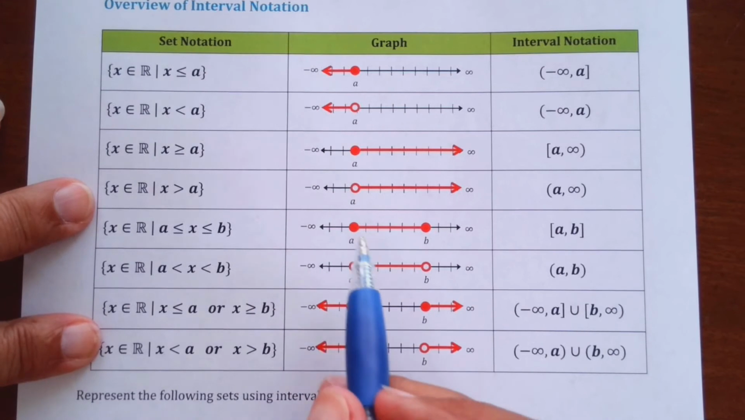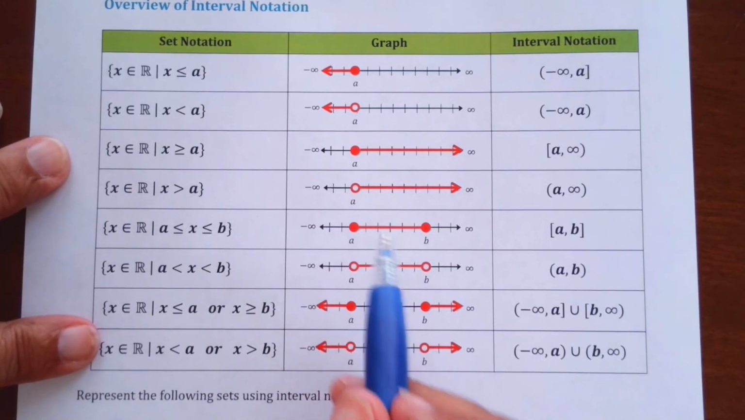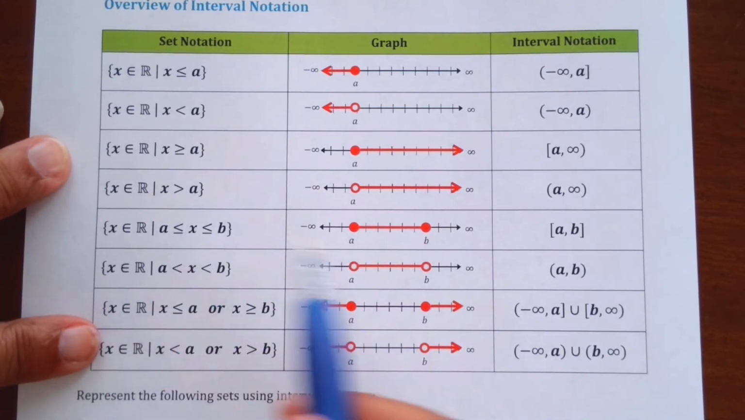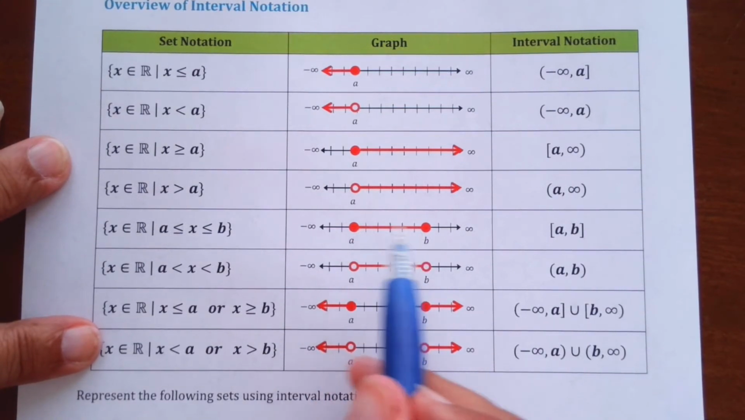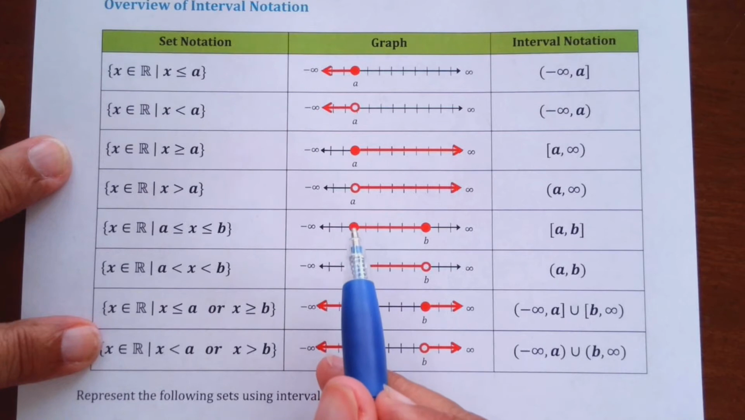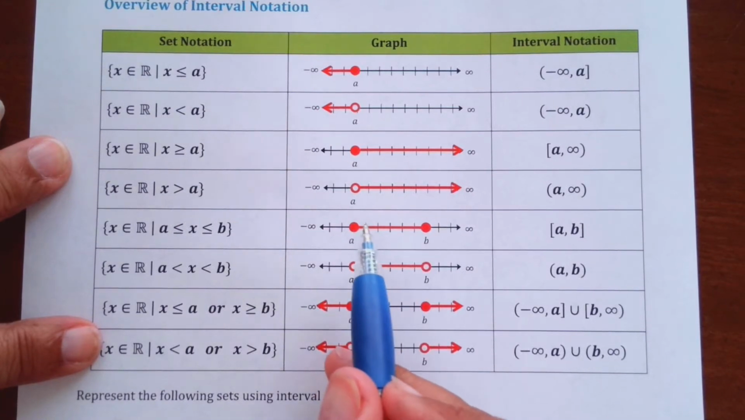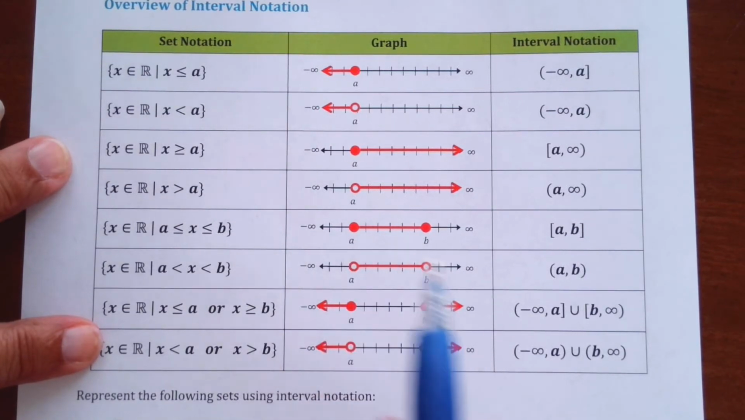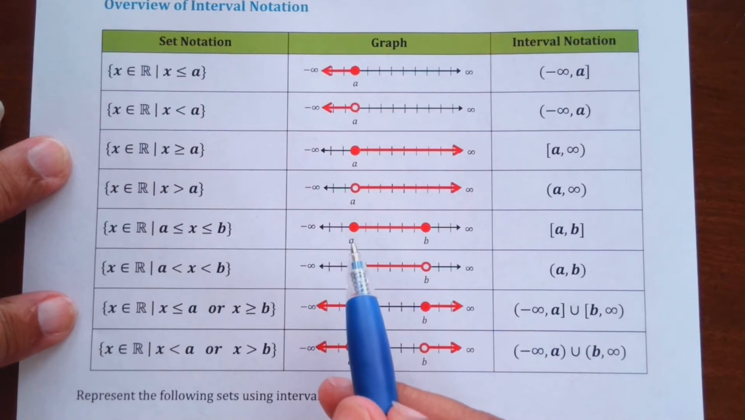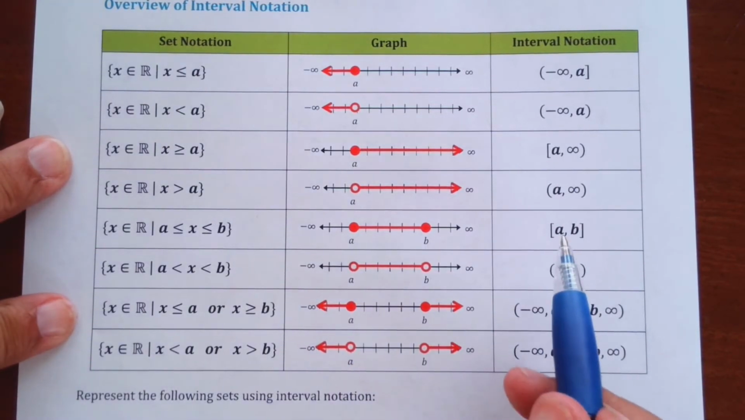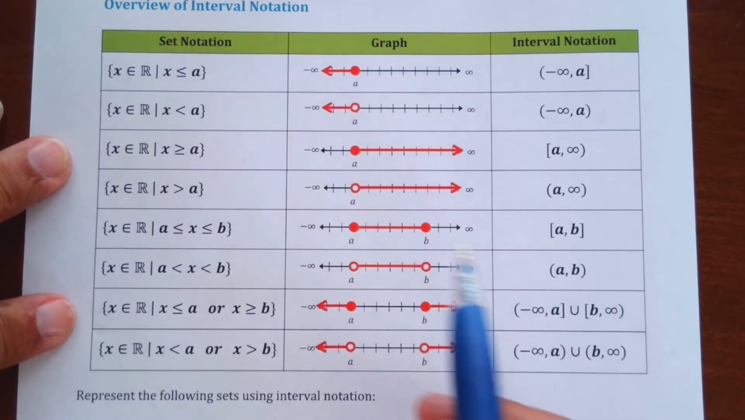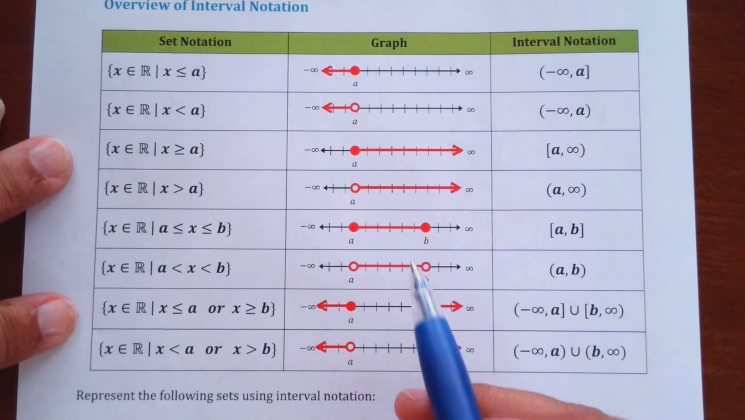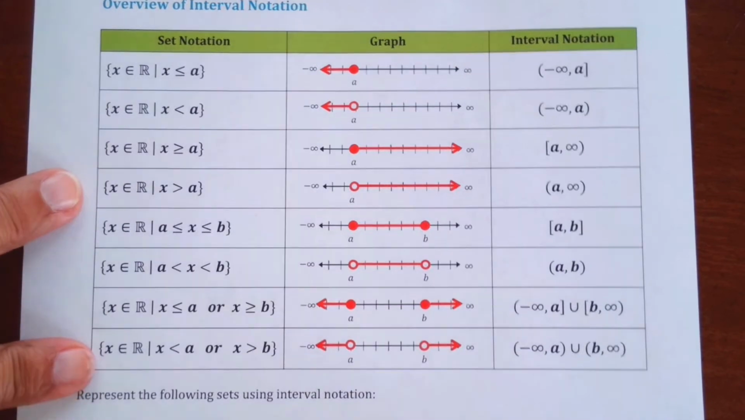Sometimes when you do a graph, you're graphing between two numbers. So this would be all numbers between a and b, including a and b. That's what that graph is. We'd have closed circles on both ends, and then you're shading in between. So now the two numbers that you're using in your interval are a and b, and you're including both. So we would go from a to b with brackets on both sides. No infinity on this one because we didn't shade an arrow.